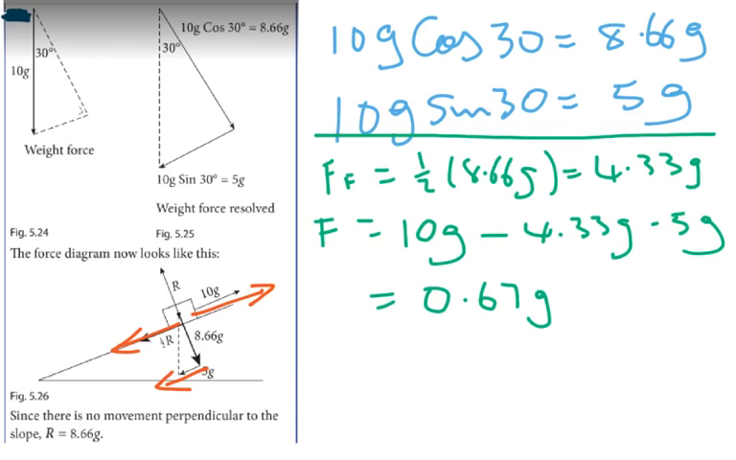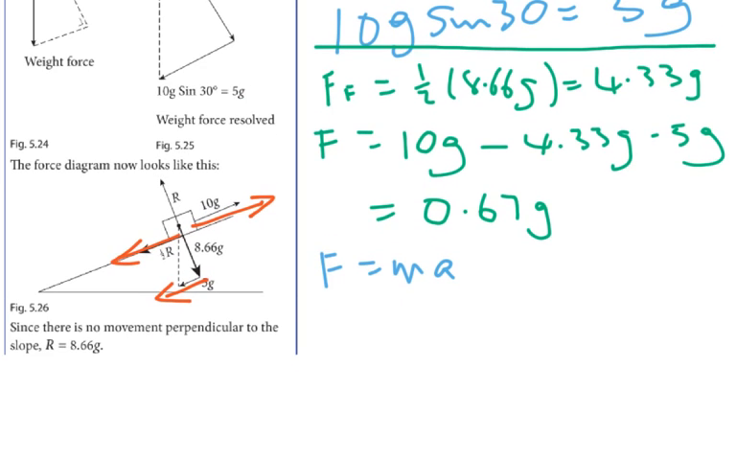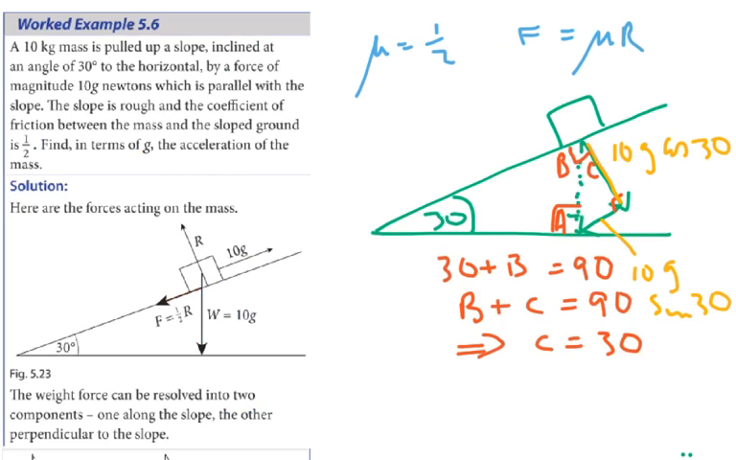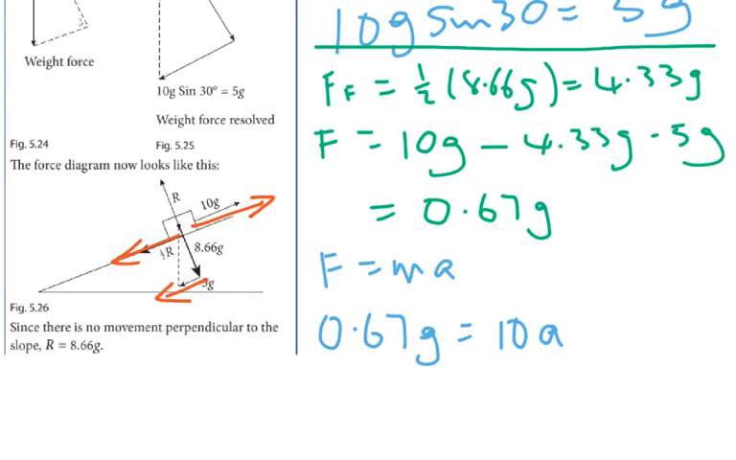So okay, F is equal to ma. So we're going to have 0.67g is equal to the mass, which I think was equal to 10 kilograms, times the acceleration. We'll just double check that. So there's the mass, 10 kilograms. So let's go back and finish off this. It's equal to 10a. So that means that a is equal to 0.67g divided by 10, which is equal to 0.067g.